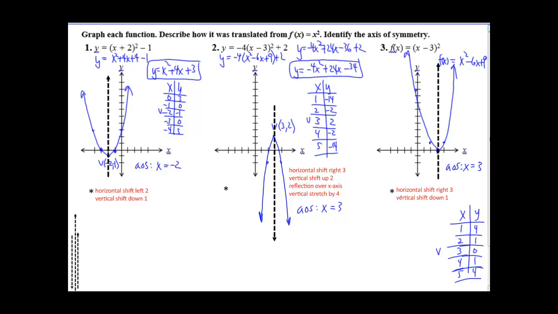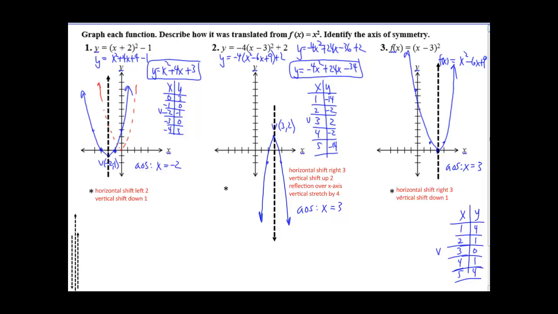Okay, going through each one, go back to number 1. If you notice, the a term is positive 1, therefore it opens up. The a term on 2 is negative 4, therefore it opens down. The a term on 3 is 1, so it opens up. Okay. Next thing, from basically this red marker. So remember, the red dotted line which I'm drawing right now, that's our parent function.